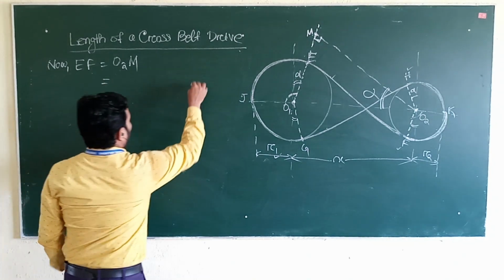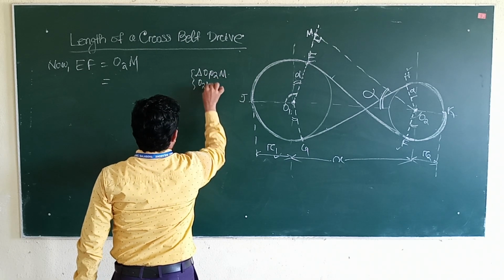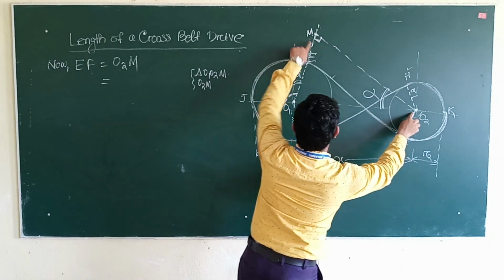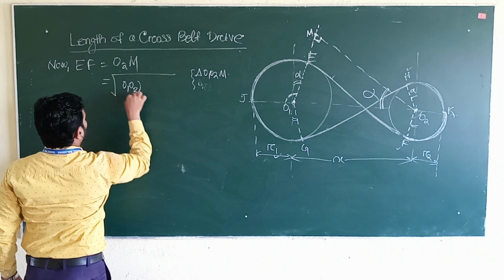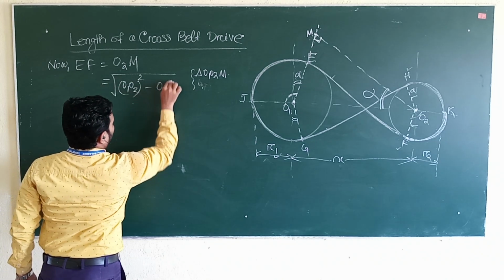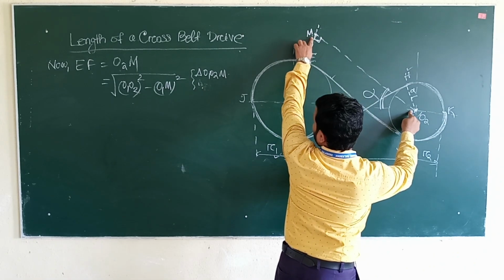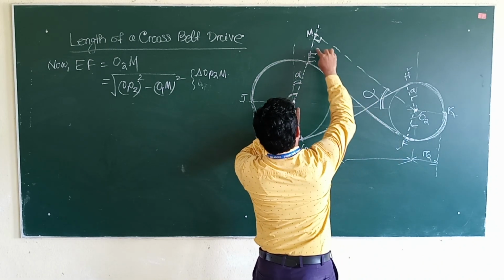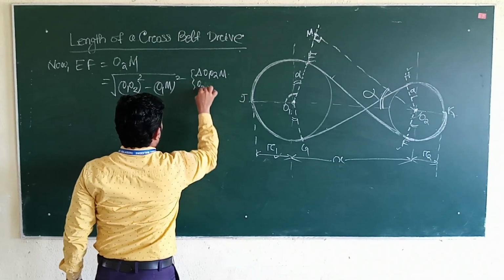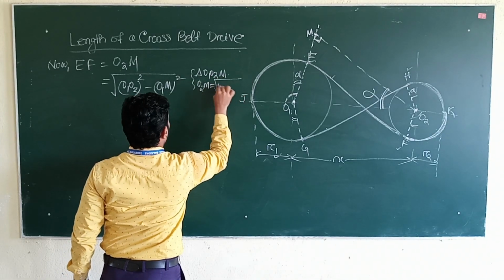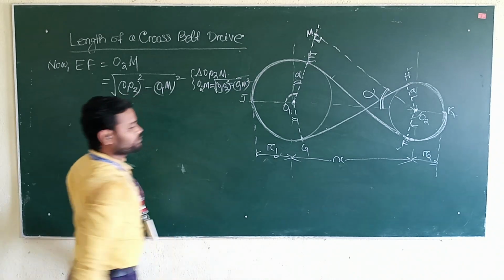So equal to, from the triangle O1, O2 and M, what is the value of O2M? From O2 to M, what is the value? O2M equals root over O1 O2 square minus O1M square. Since from the right angle triangle O1 O2 M, we can write O2M equal to root over O1 O2 square minus O1M square.